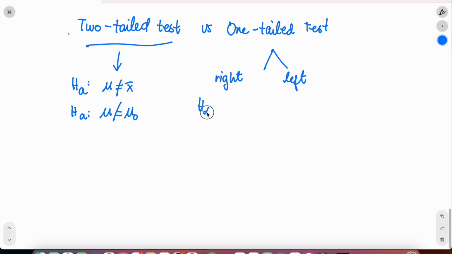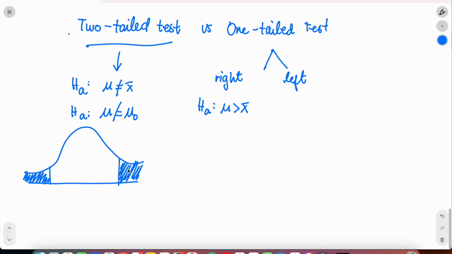If your H sub a looks something like this, this is a right-tailed test. It's one-tailed and it's right-tailed. So let's go back to the two-tailed test. If you have a two-tailed test, your rejection region would look like this. I know that from my previous video, although it was a one-tailed test, I still used this one. But the correct way is this.